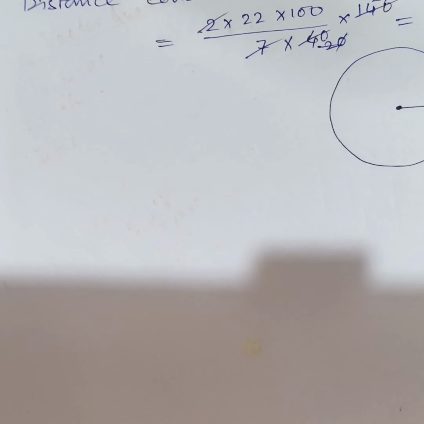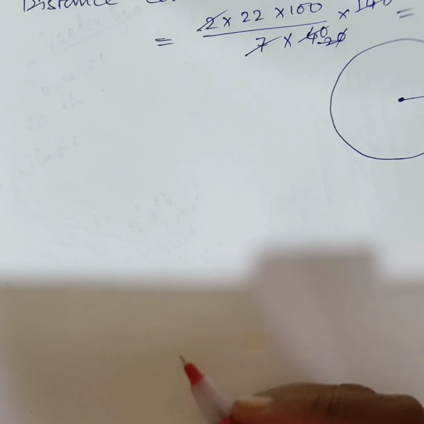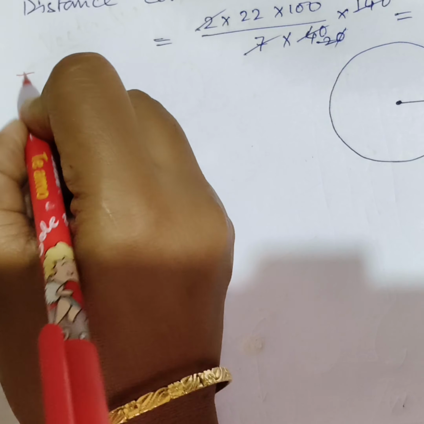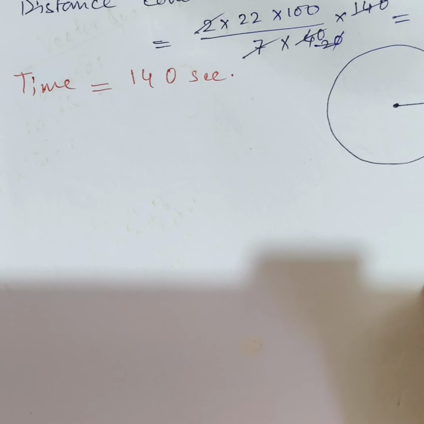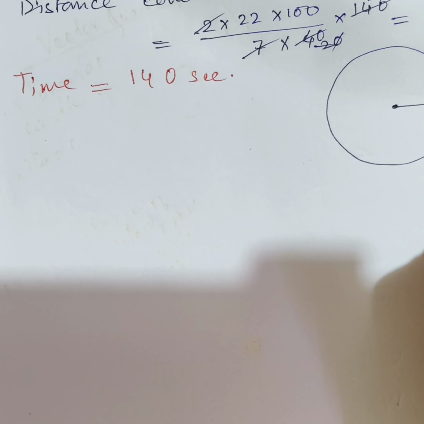For that, just imagine what is the time given to you. The time given to you is 140 seconds. And you know, to complete one round, only 40 seconds are required. All right, so let us first find out this 140 seconds.